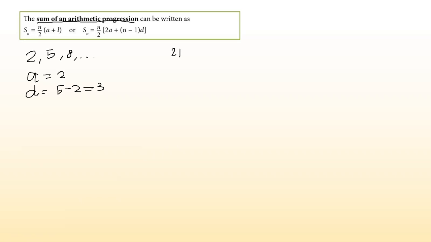2 plus 5 equals 7. 2 plus 5 is U1 plus U2, or the first term plus the second term, which equals 7. Or the first term plus the second term plus the third term equals 2 plus 5 plus 8, which is 15.